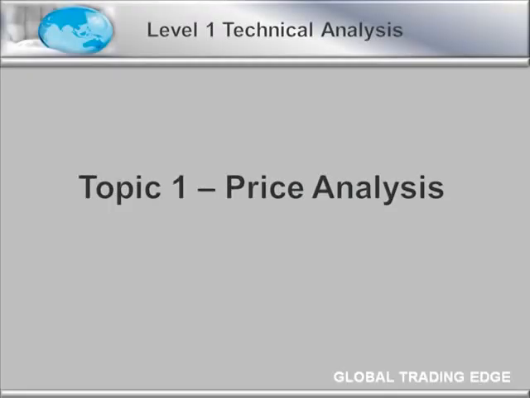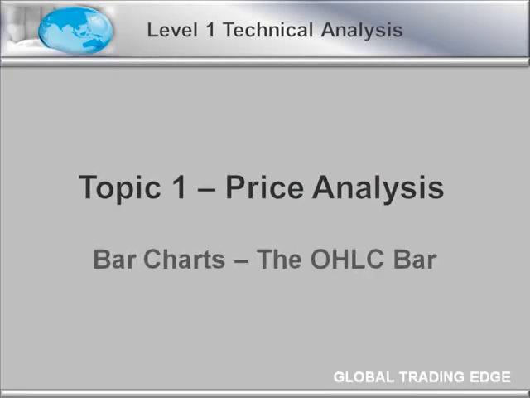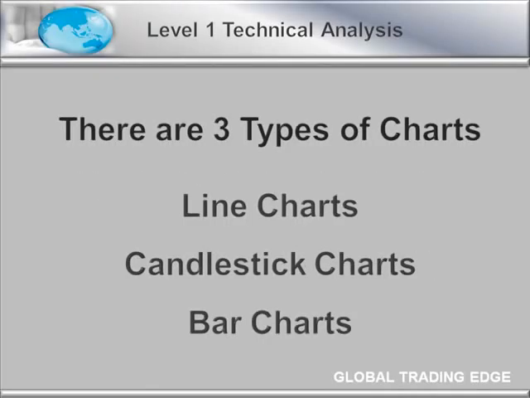First of all, Topic 1. We need to understand price analysis. That's bar charts, or what is commonly called the OHLC bar, or Open, High, Low, Close. Let's have a look. There are three types of charts. We've got line charts, candlestick charts, and bar charts. You will use all three of these in the Financial Freedom course. They all have their own relevant areas of expertise.